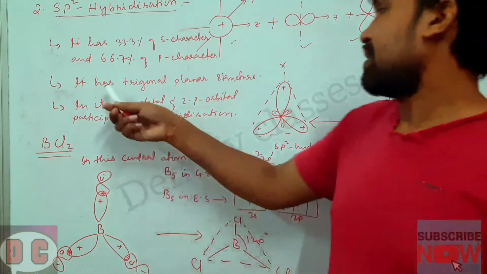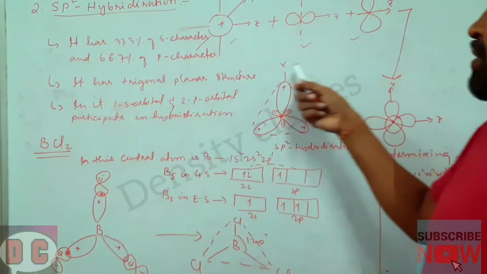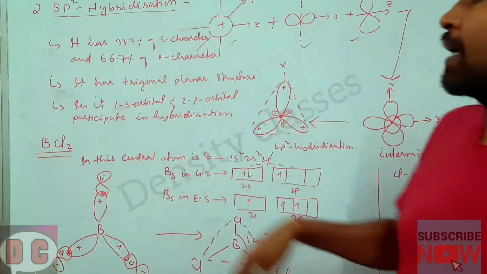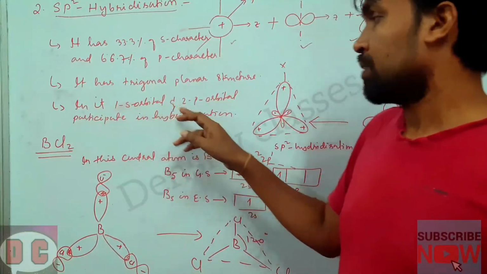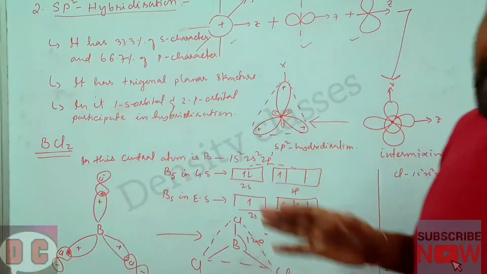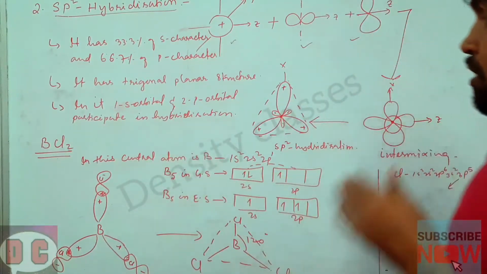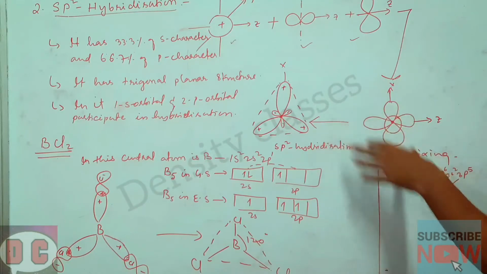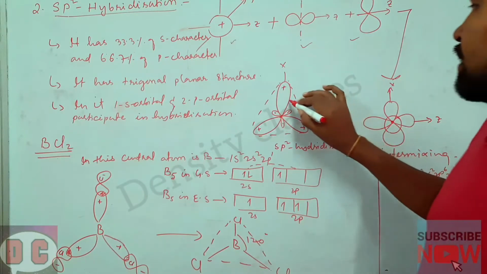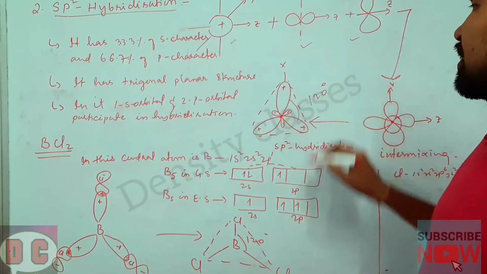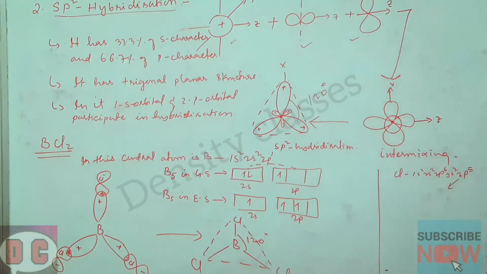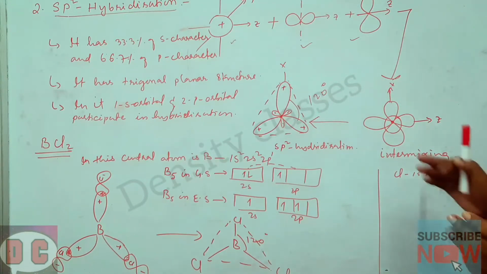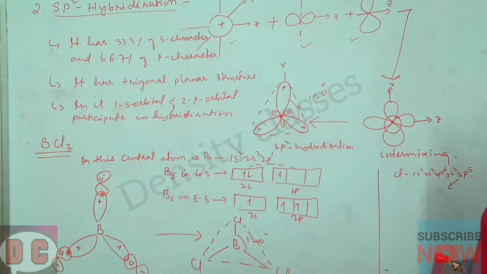It has a trigonal planar structure, and in it one s orbital and two p orbitals are participating in the hybridization. So these points are clear. The bond angle is what? This angle will be 120 degrees. So always remember that the angle is 120 degrees and the structure is trigonal planar.